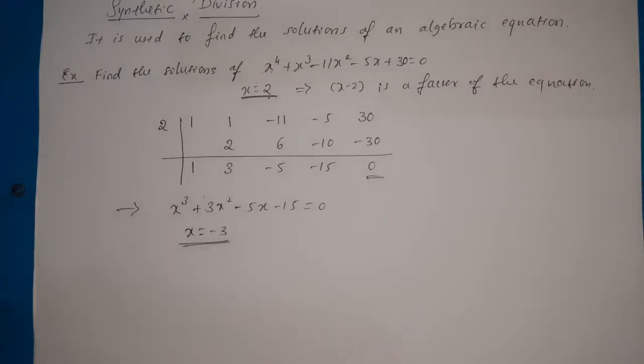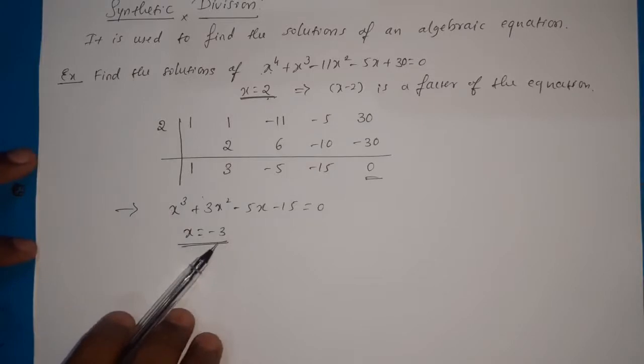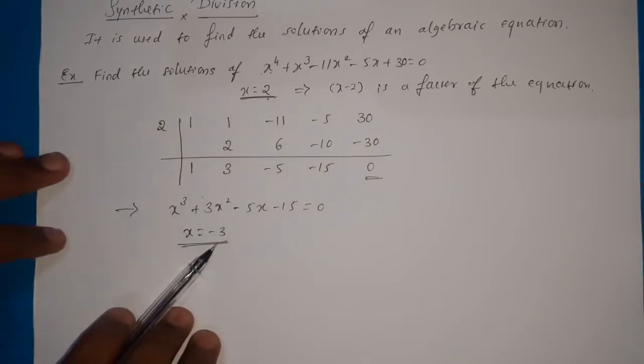So already you know how to use the trial and error method by putting x equal to 0, plus or minus 1, plus or minus 2, plus or minus 3, plus or minus 4 and all the integers, right. For which integer the equation is satisfied, that will be the root of the equation. So here this equation is satisfied for x equal to minus 3.